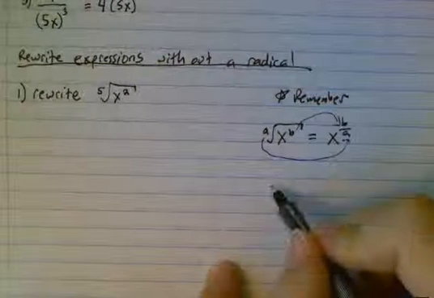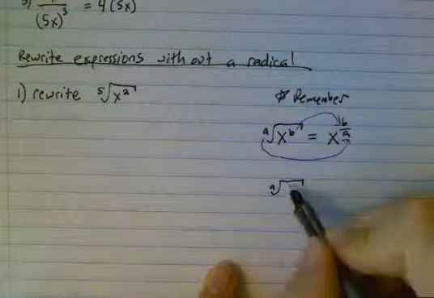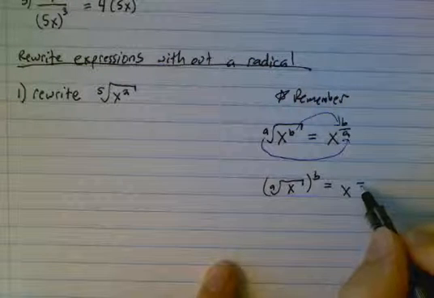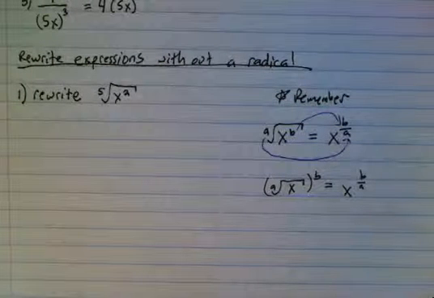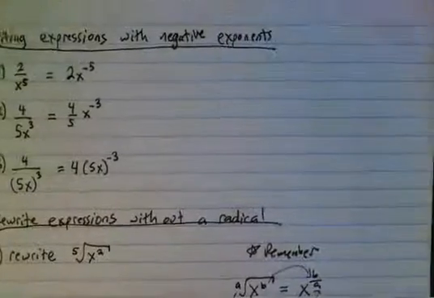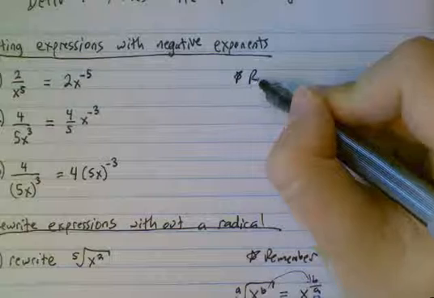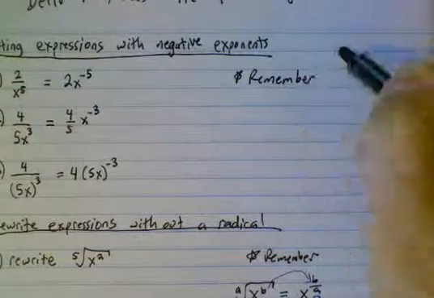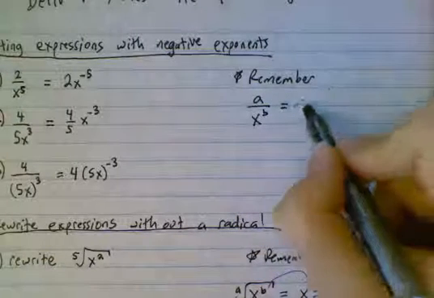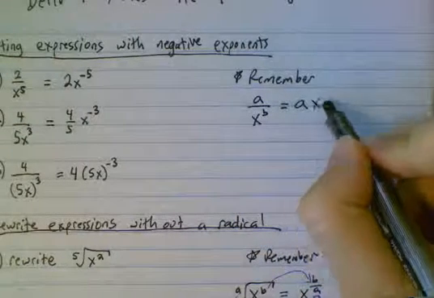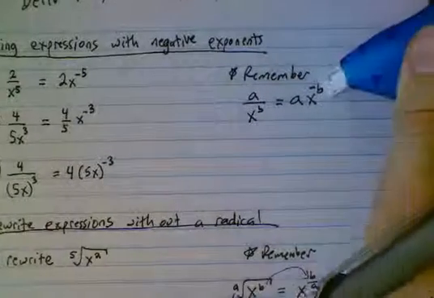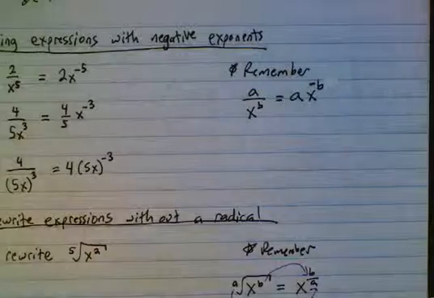And likewise, if we have the a-th root of x and that whole quantity is to the b, still the same thing. The a is going to go on the bottom and the b on the top. Actually, let's go up here and write ourselves a little general reminder for this one as well. If we've got a over x to the b, that a stays in place. That b is just a negative exponent if we write it in the numerator instead of the denominator.